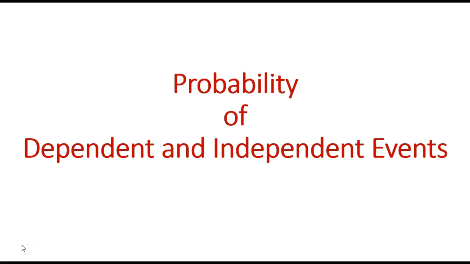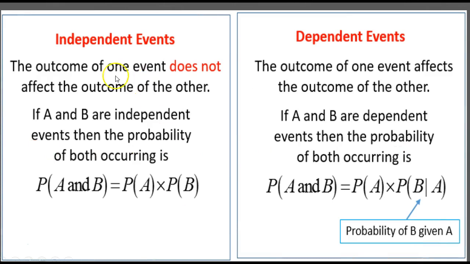In this video, I'll be showing you how to find the probability of dependent and independent events. Independent events, from the name, mean two events where one does not depend on the other. Whatever happens to, or the outcome of, one of them does not affect the other one. If the two events are A and B, the probability of A and B, where "and" means times, equals the probability of A times the probability of B.